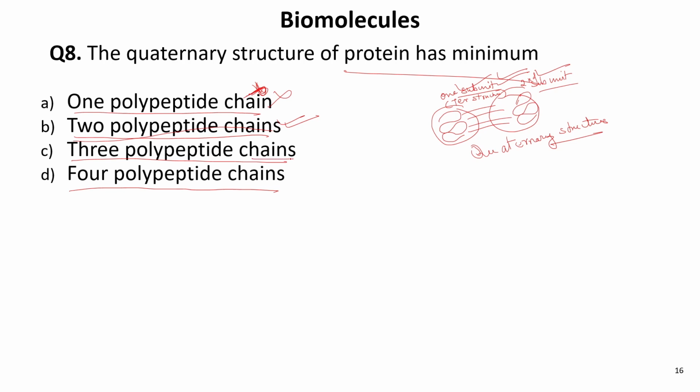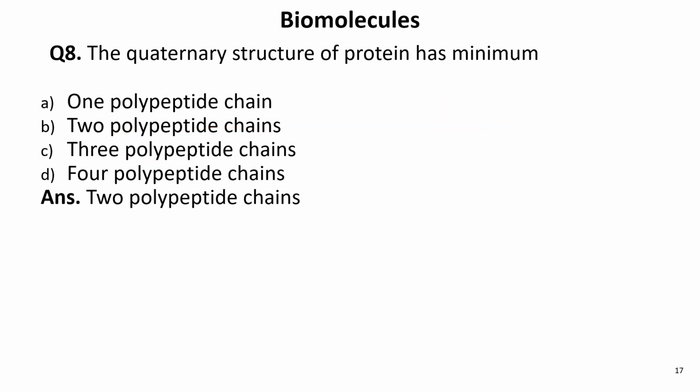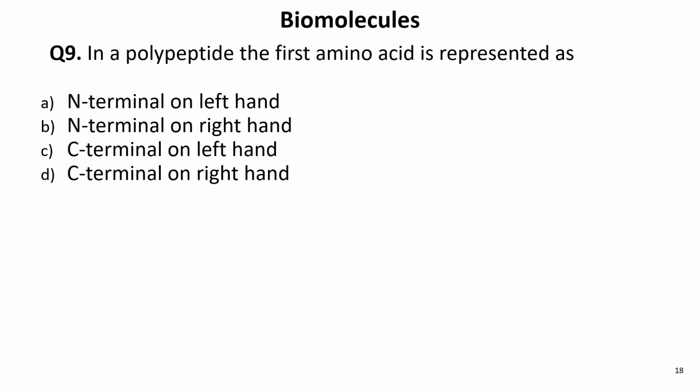3 polypeptide chains can form a quaternary structure, and 4 polypeptide chains can also form the quaternary structure. But they have asked the minimum number of polypeptide chains required. So the correct answer is 2 polypeptide chains required to form the quaternary structure.